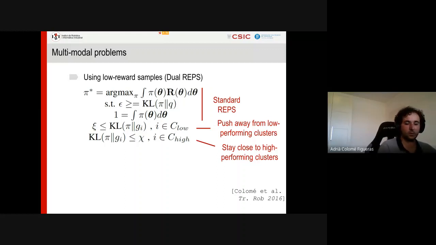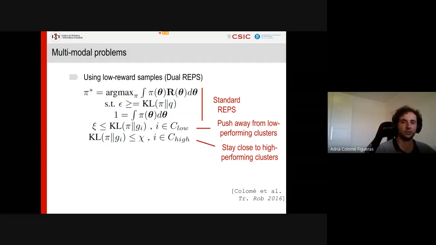One of them is that we cluster data into several clusters, and these clusters are related to the reward function. Within these clusters, we check which ones are good and which ones are bad in terms of the reward. And so we say, okay, I want to be away from the low performing clusters, basically the minimum Kullback-Leibler divergence between the new policy and the bad clusters. But we want to get close to at least one good cluster, which is this Kullback-Leibler divergence between the policy and the good cluster.